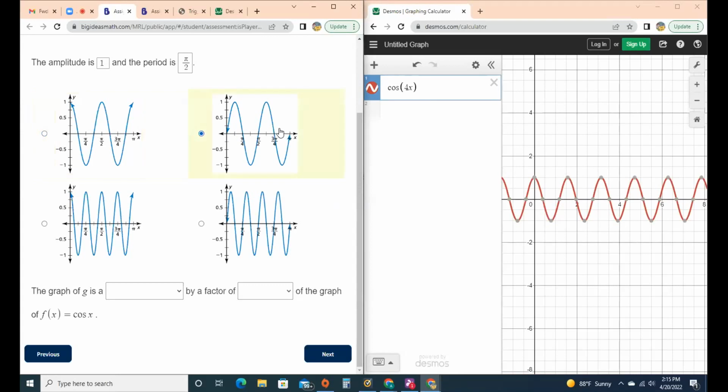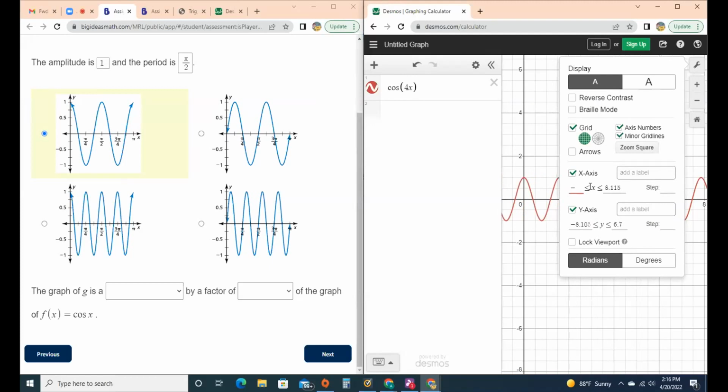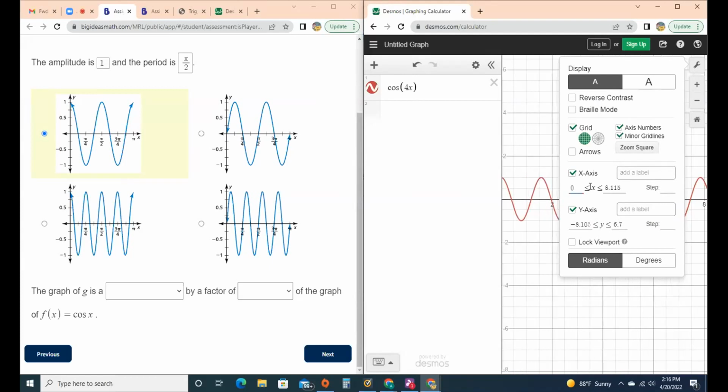Okay. No. So let me have you do something different. Go to the wrench on the top right of your Desmos and change your x-axis. Instead of that minus 1.45547, type in 0 there. You'll have to remove all that. And then do you see how all the graphs go to pi? So instead of 8.115, go to pi.